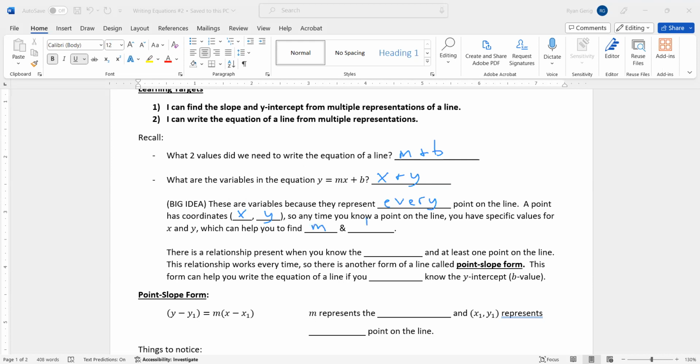Using that information, it can help you to find M and B. And I'm going to show you how today. There is a relationship present when you know the slope and at least one point on the line. This relationship works every time.